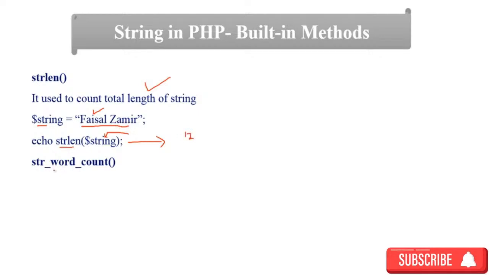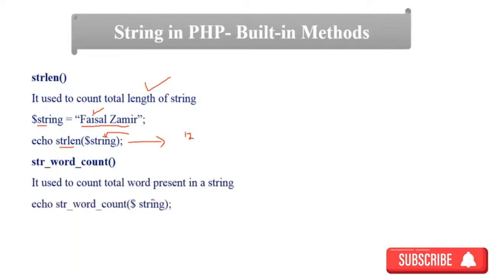Another is string word count, total number of words. If you want to count words in a string, use this method. It is used to count the total words present in a string. For example, this string contains 2 words, so it will return 2 because there are 2 words in this string. Another is string reverse. You can reverse any string, just pass the string you want to reverse.